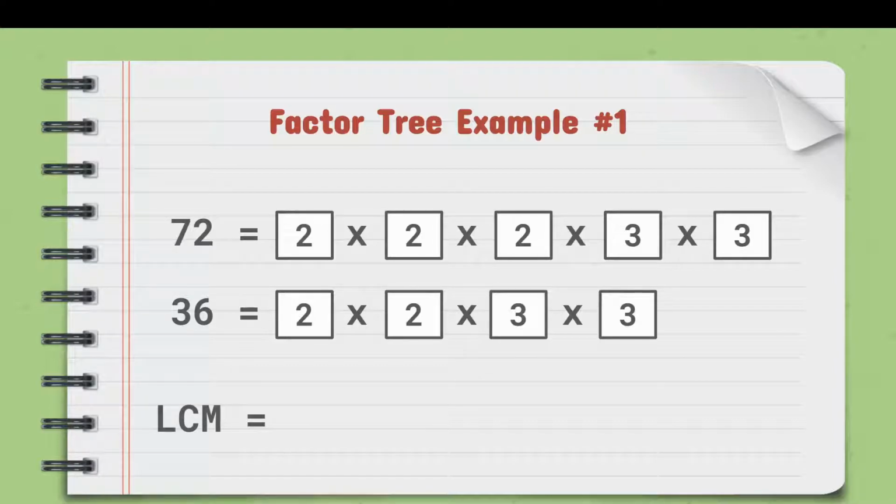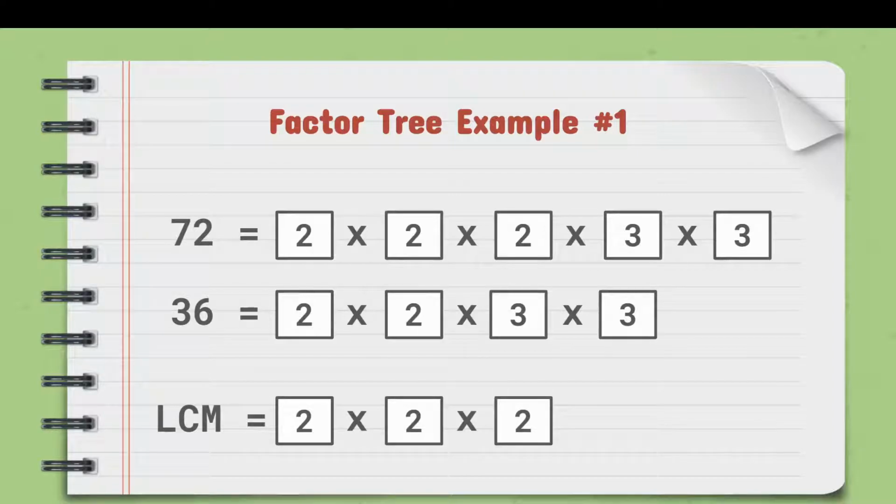At first, you identify which prime numbers are in those factored lists. For this example, I see only 2 and 3 on the list. Now look for the greatest occurrence of each number you found and multiply that amount. Let me clarify using this example. 2 appears 3 times on 72 and 2 times on 36. So finding the LCM, you multiply 2 3 times.